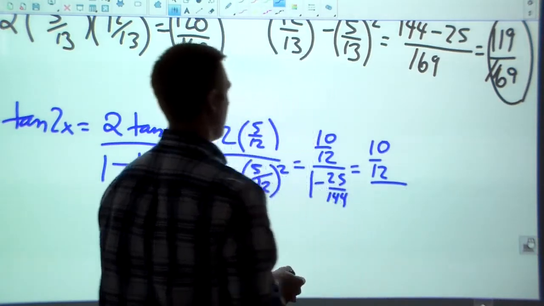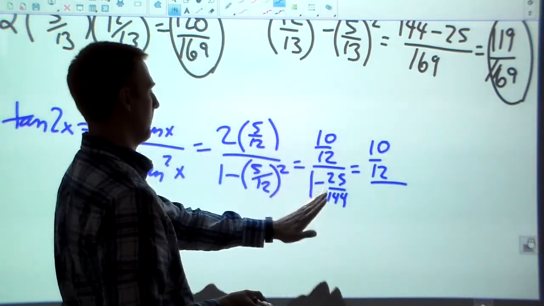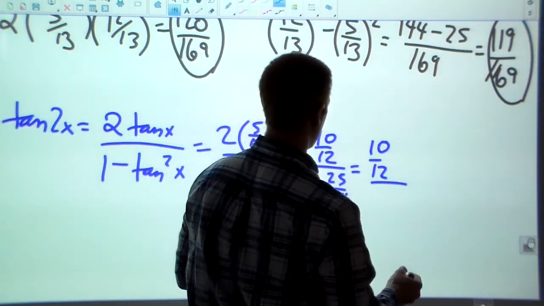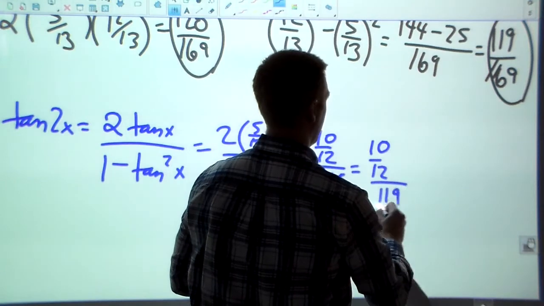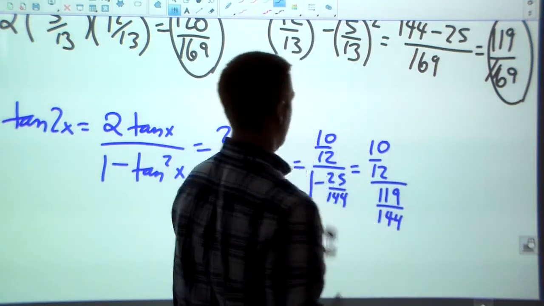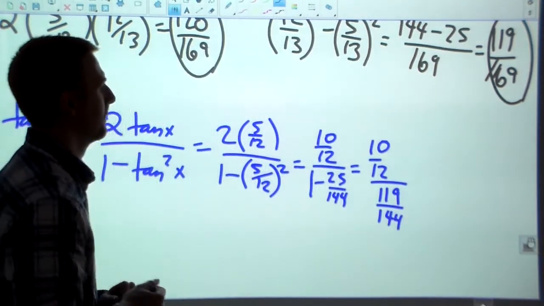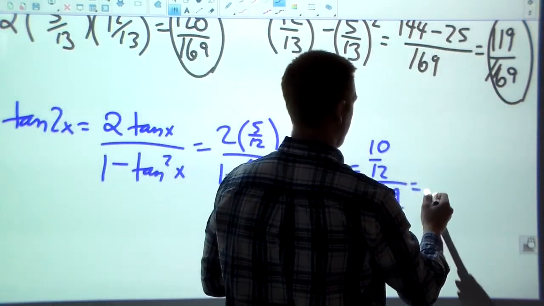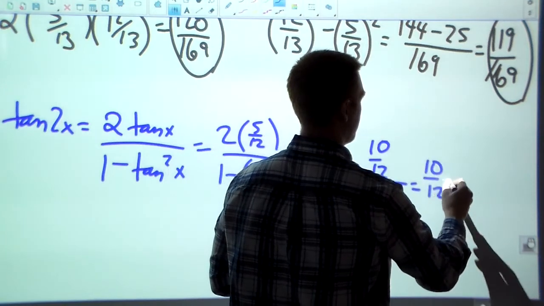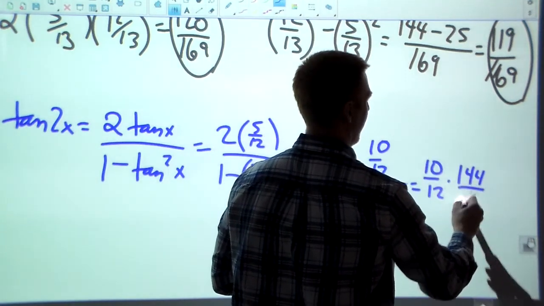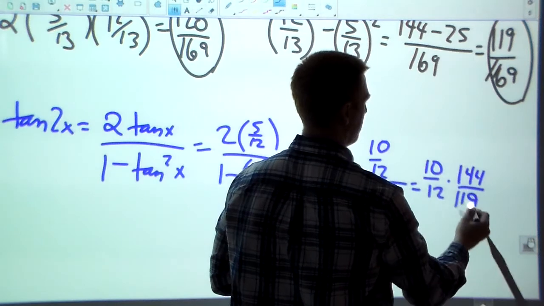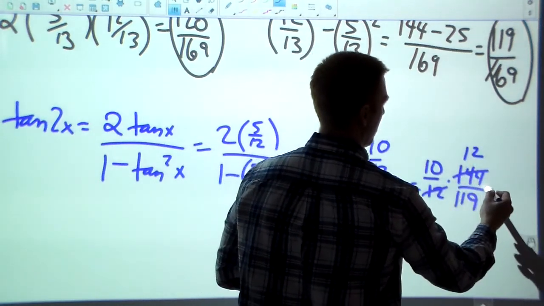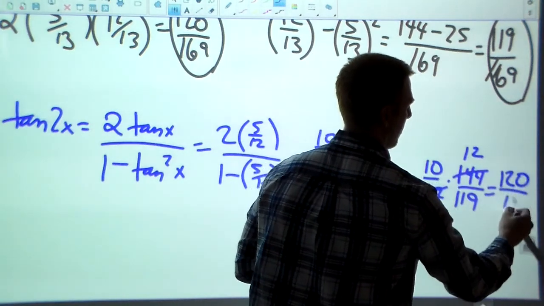On the bottom here, if you make the 1 into 144 over 144, then 144 minus 25 we know is 119, so 119 over 144, because we did 144 minus 25 earlier. It's actually right there. So let's flip and multiply. So 10/12 times 144 over 119. Reduce what we can, that's going to be 12. So finish it up, 120 over 119.